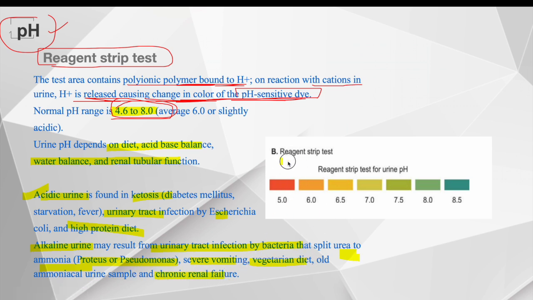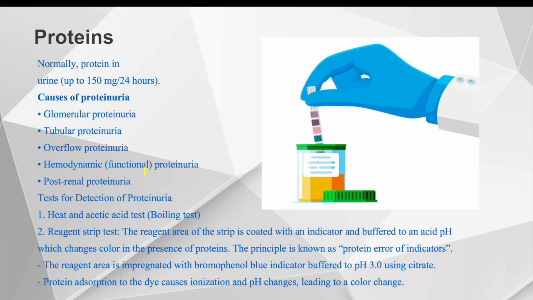In this pic you can see the reagent strip test, which has markings on it: pH 5, 6, 6.5, 7, 7.5, 8 and 8.5. So I hope you are getting all these parameters and their mechanisms. Now let's move forward. Now second one is proteins. The normal quantity of protein in urine is up to 150 mg per 24 hours.